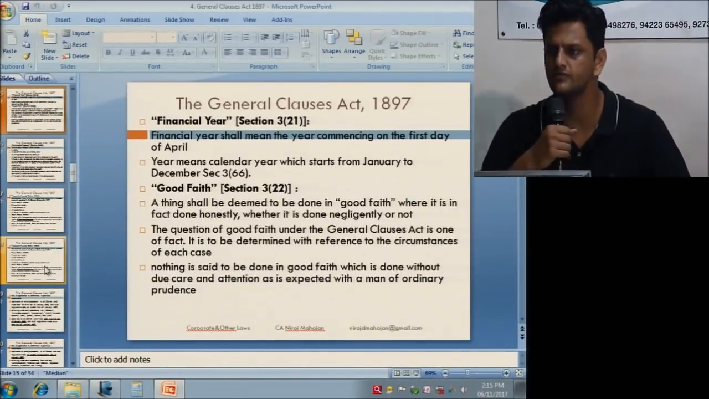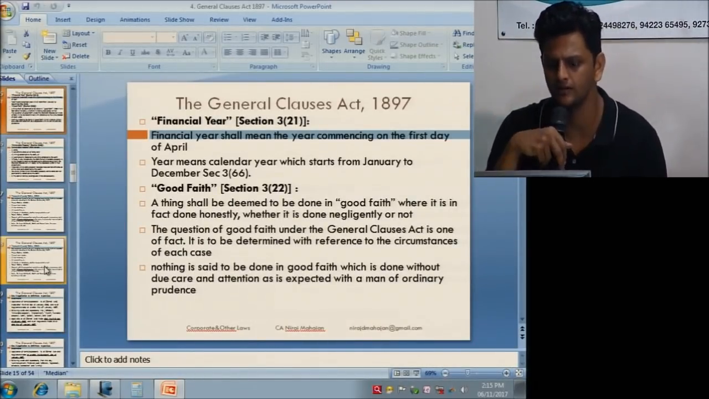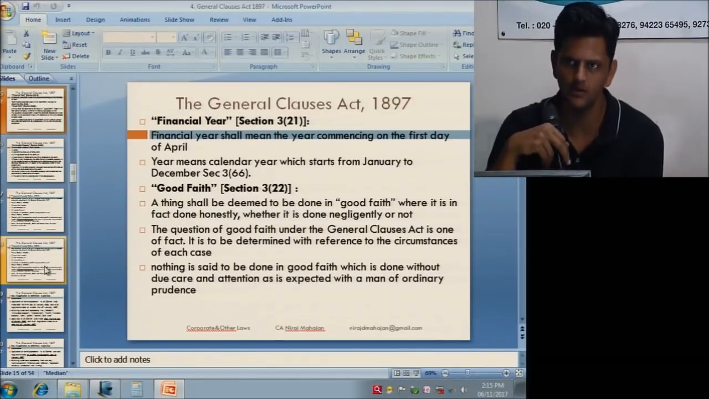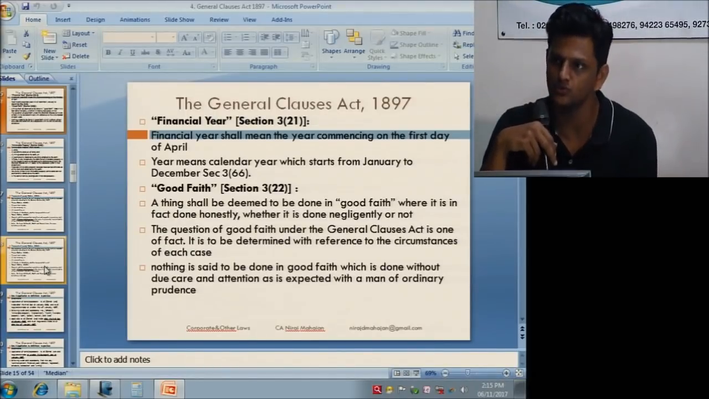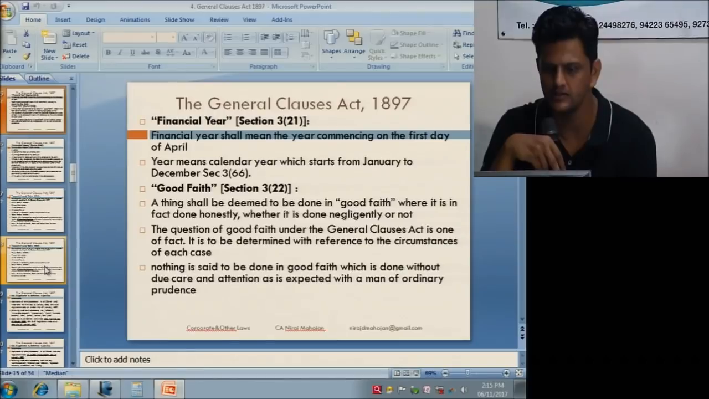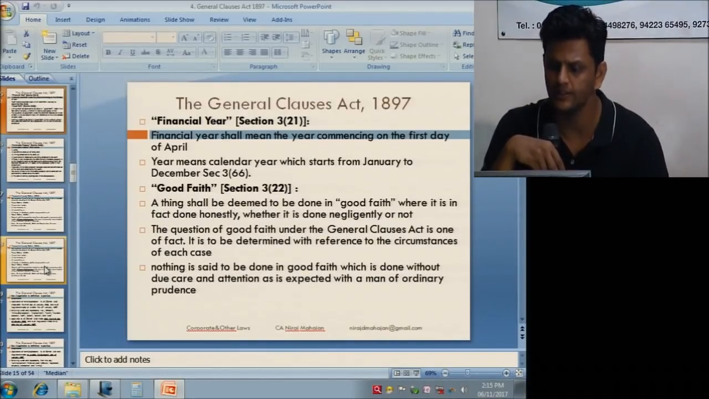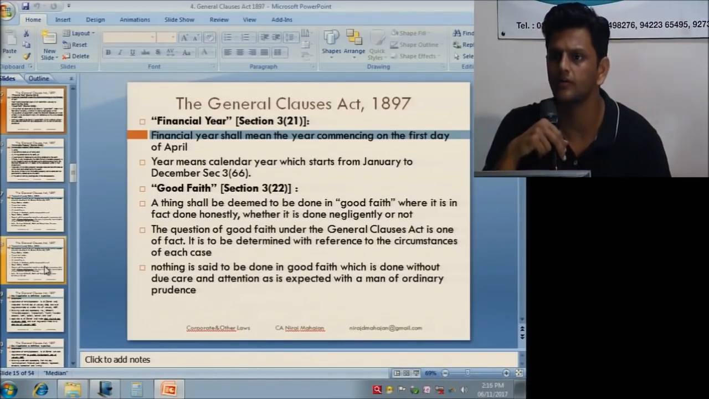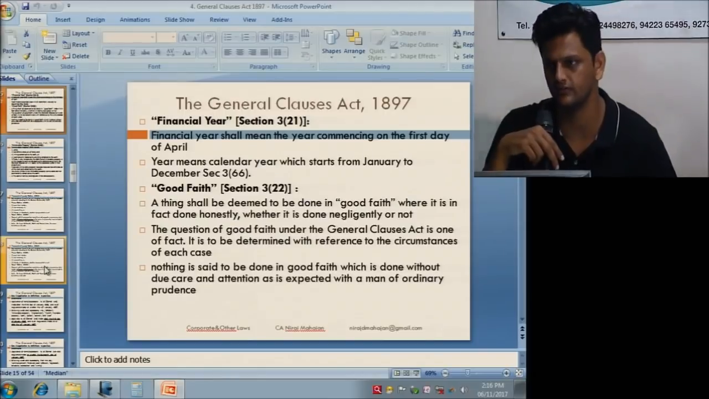Financial year is always from the first day of April, and the meaning of year is 365 days. So if at all, it will mean from 1st April to 31st March. Yes. Good faith means what? Bona fide. Anything done honestly, whether it is done negligently or not. Negligence, you understand? That means not being very careful, but still you were not careful in good faith.